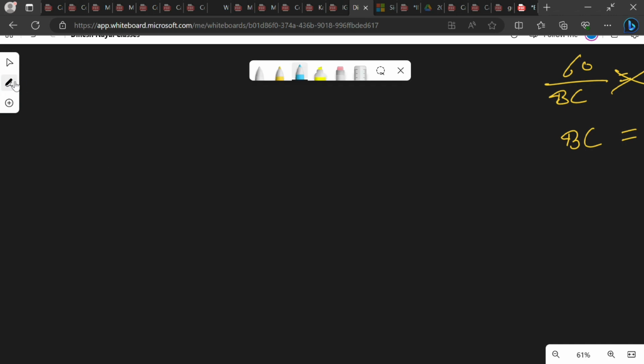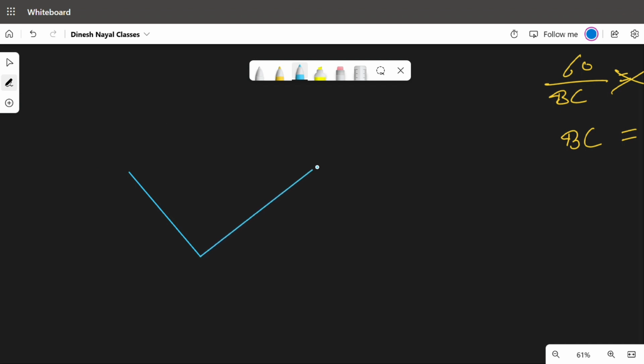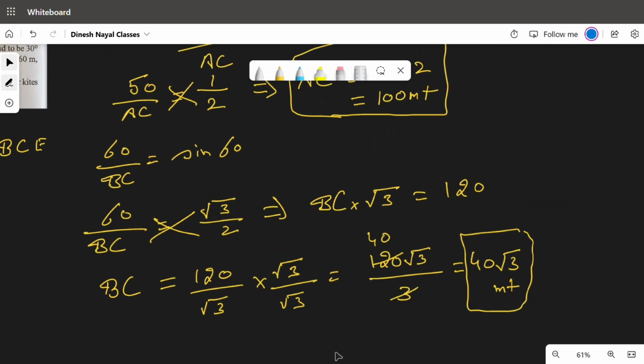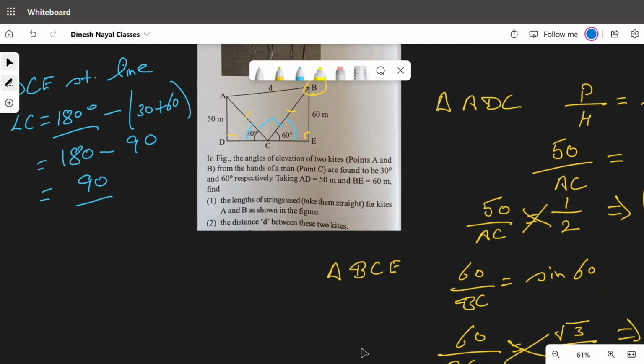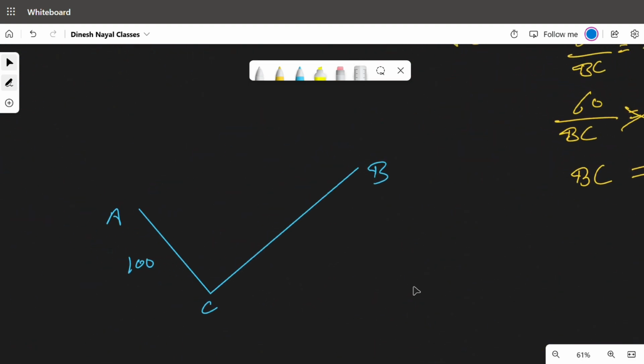Let's draw like this. This is A, this is C, B, and we know that the length of AC is 100 and the length of CB is 40 root 3. Okay, let's see the diagram. I think it's not drawn correctly. 40 root 3 and this is 100, as you can see. CB is not of that much length, so let's make it again.